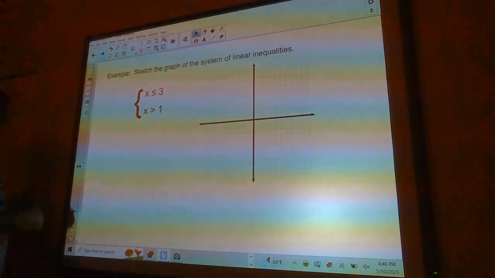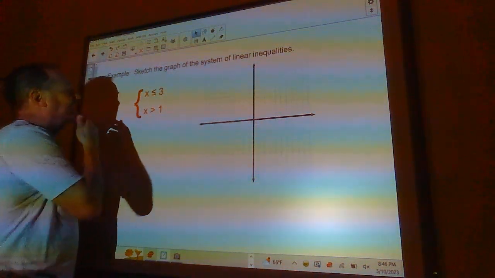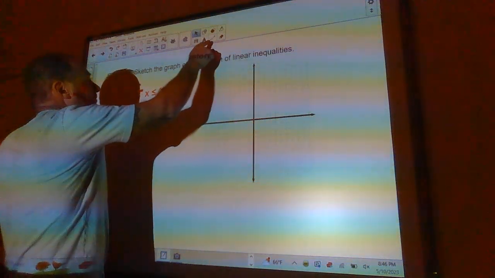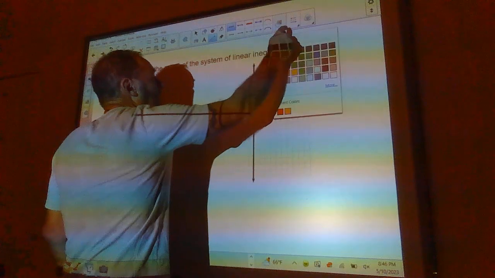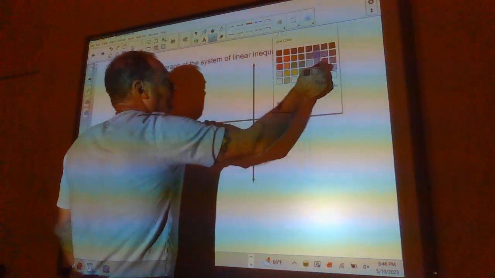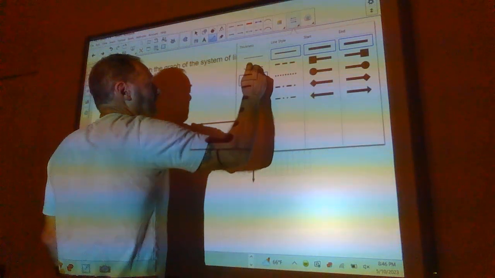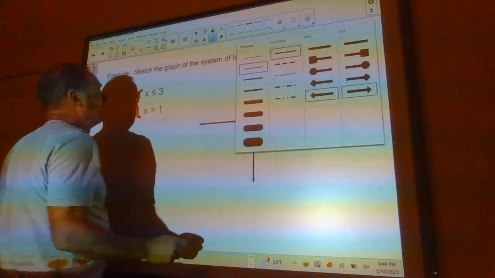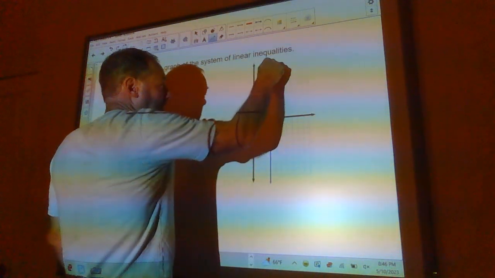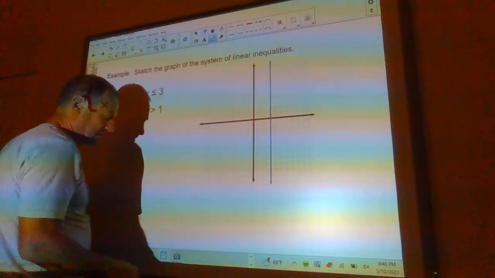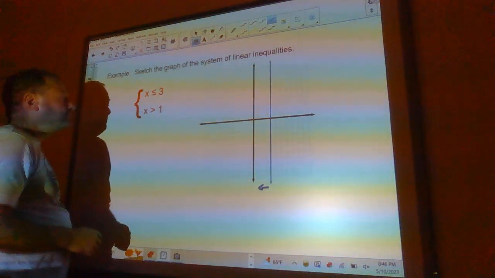Moving right along. This one's a little bit simpler. It's just got two lines. x is less than or equal to 3, so we're going to graph that. Let's use blue this time. It's going to be a solid line, and x is going to be less than 3, so it's going to go here like that, and I want this side of that line.